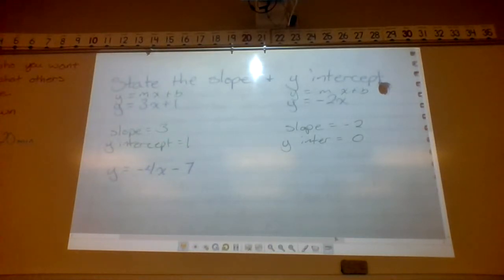3, 2, 1. What is the slope and the y-intercept? Write it down in your notes. What is the slope and the y-intercept?